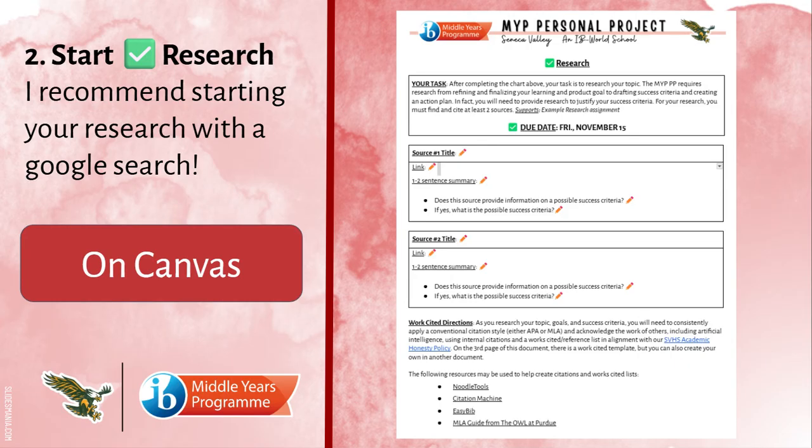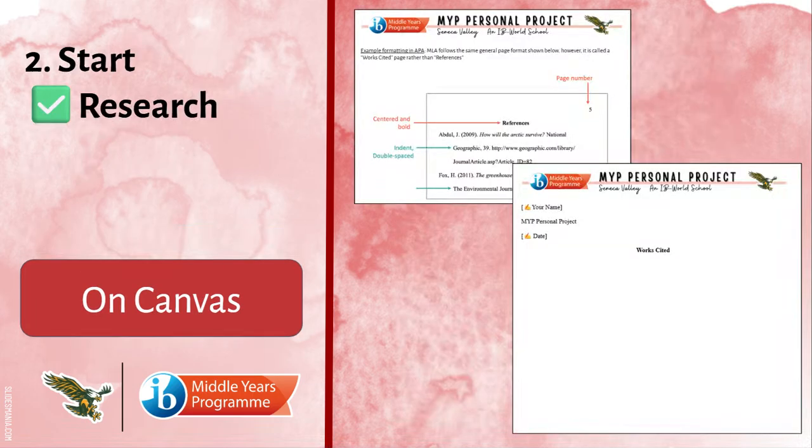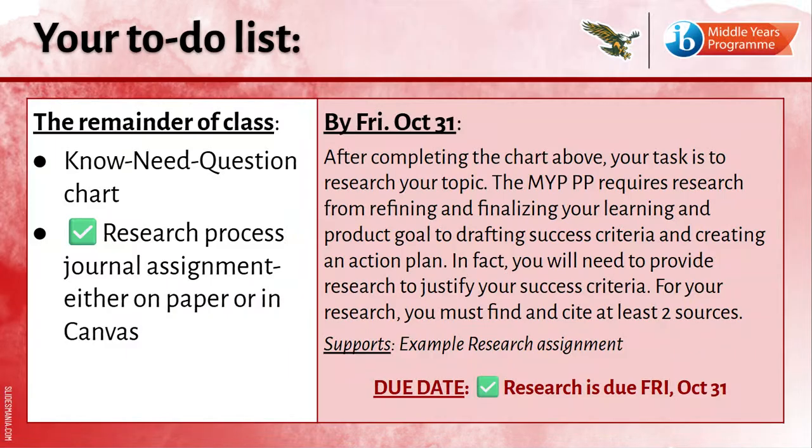We're going to dive into developing those success criteria in our next lesson, but start thinking about it now so it gives you an additional purpose for your research. This will be what you are working on for the remainder of class, finishing your need to know questions worksheet and then diving into your research. This will all be due on October 31st, so that you can come prepared to your next meeting.